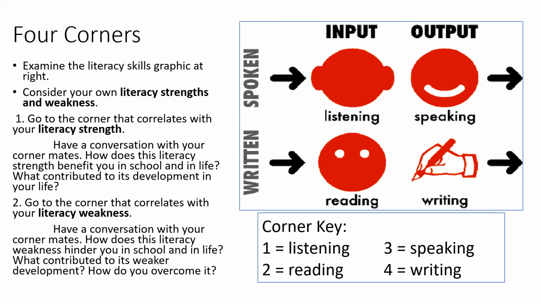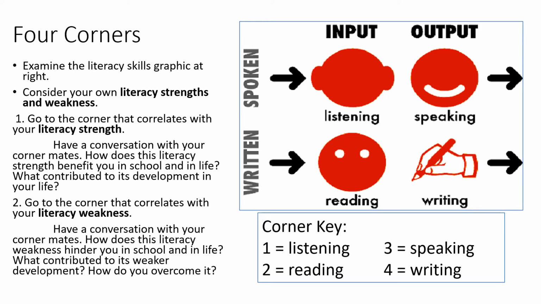activity. And so I'm going to kind of walk you through it, and then I'll talk about what the outcomes would be. So I want you to examine the literacy skills graphic at right. Then I want you to consider your own literacy strengths and weaknesses. At this point, if you were in a classroom, I would instruct you to physically get up and go to the corner that is labeled with your particular literacy strength. You would move to that place, and then at that point, hopefully you would have some conversation partners.